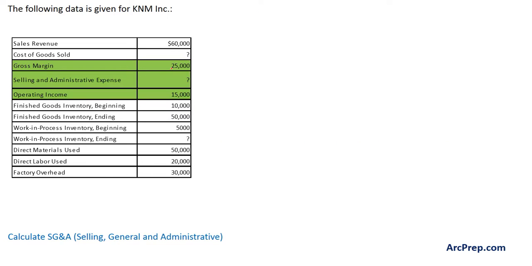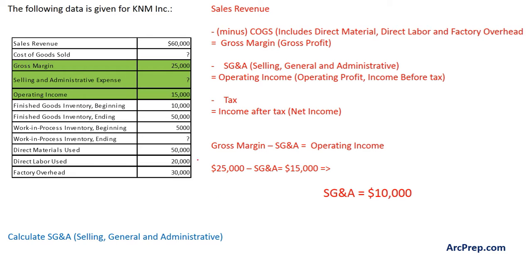Now, I do know cost of goods sold. Let's calculate selling general and administrative. I know that gross margin minus SG&A, selling general and administrative expense, is going to be equal to operating income. So in that case, it is gross margin minus SG&A is operating income. 25,000 minus SG&A is 15,000. So I can calculate SG&A as well. I solve this equation, 25,000 minus SG&A is equal to 15,000. SG&A turns out to be 10,000 in this case.